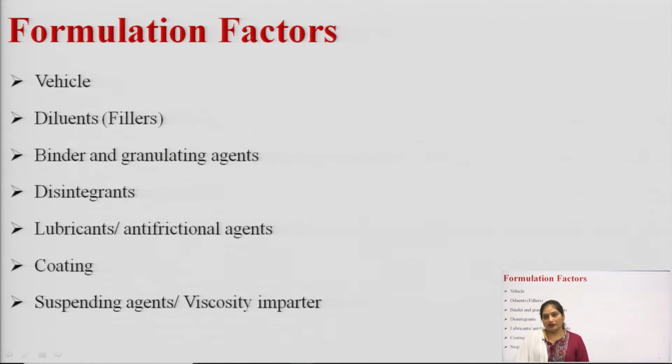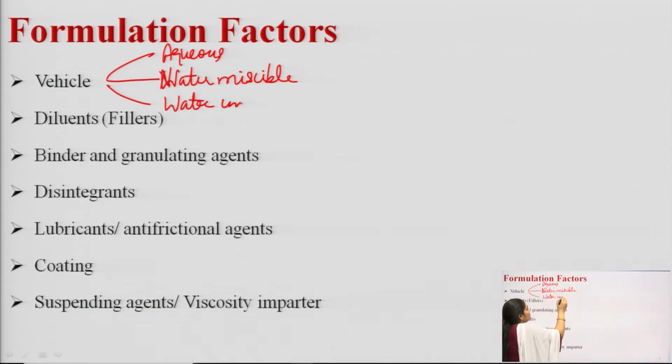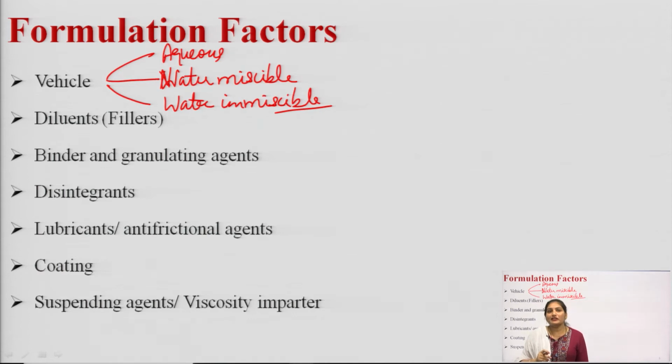So, first is the vehicle. Three types of vehicle can be used in the formulations. First is the aqueous, in which water or syrup can be used. Second is the water miscible vehicle, and third one is the water immiscible. In case of water miscible vehicle, propylene glycol will be there, that can also act as a co-solvent, and in the water immiscible vehicle, vegetable oil will be there.